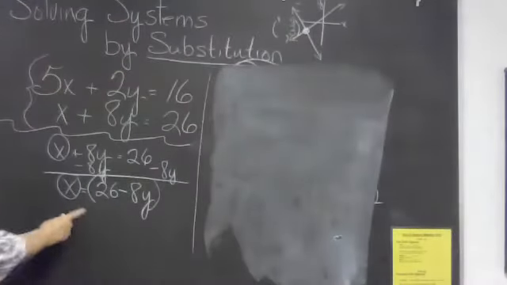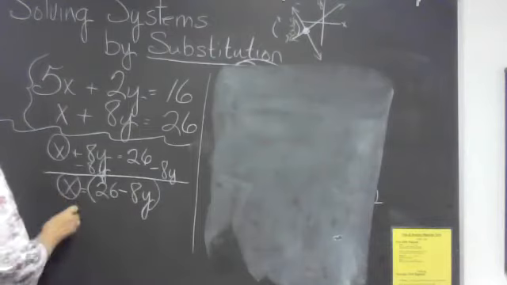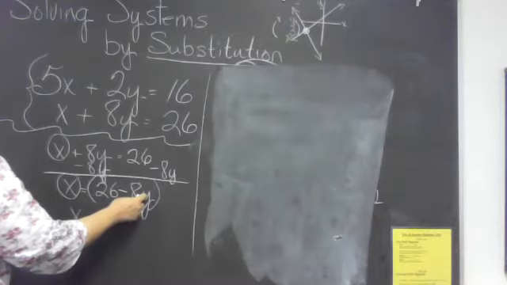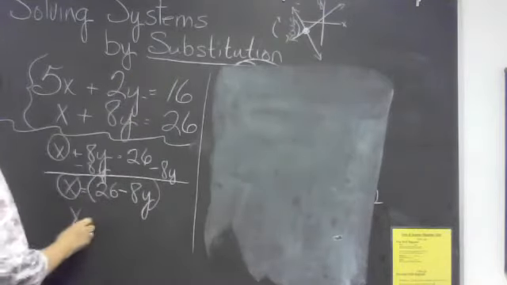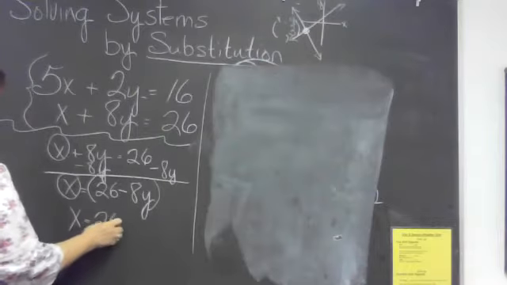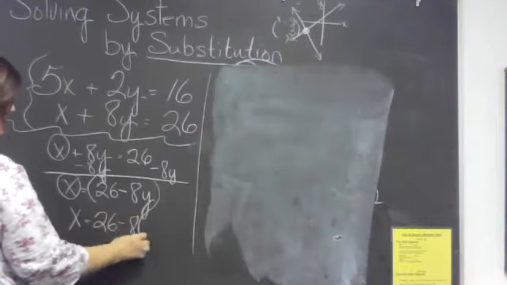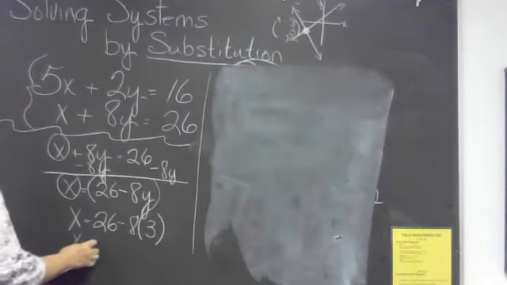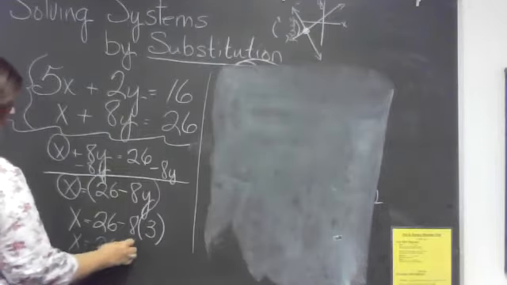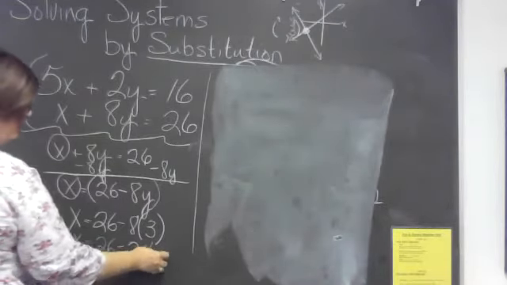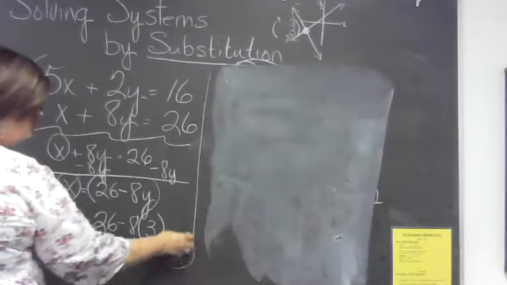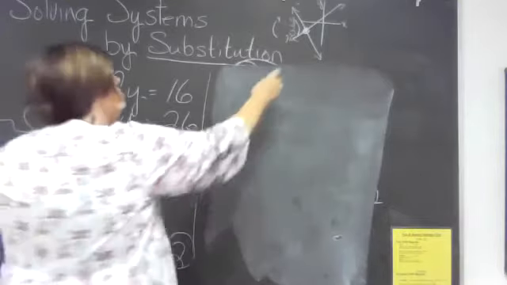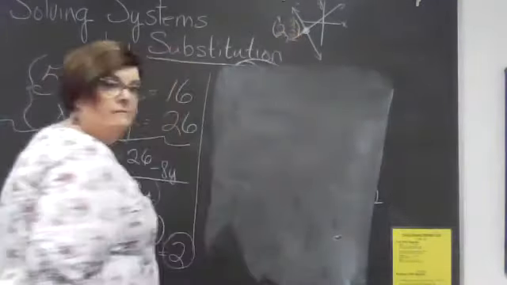And looky here. I already have an equation that says x equals. All I have to do is substitute 3 for the y that I already found. So I have 26 minus 8 times 3. X is equal to 26 minus 24, which is equal to 2. X is equal to 2. So the x value of the intersection point is 2.